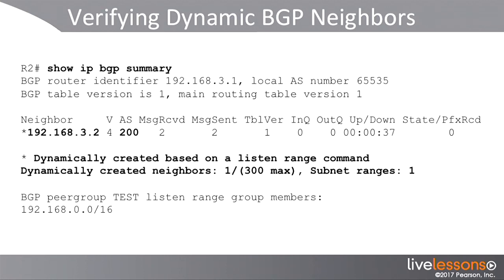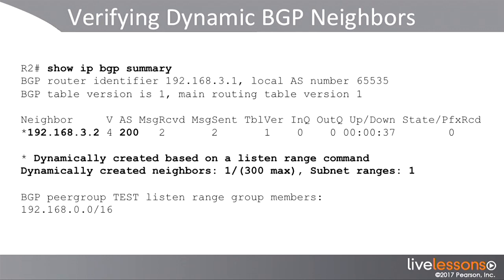The one big difference that you're going to see between a regular BGP peer and a dynamic BGP peer is that before each dynamic BGP peer, you will see an asterisk mark. That asterisk mark will indicate that the BGP peer is dynamically established and it's based on the subnet range that is specified under the configuration.